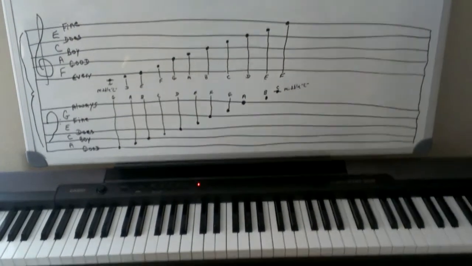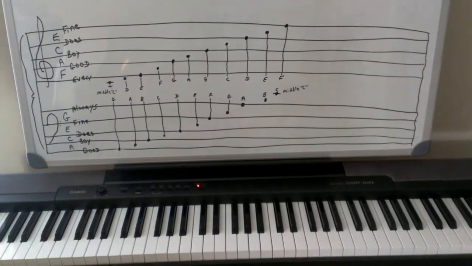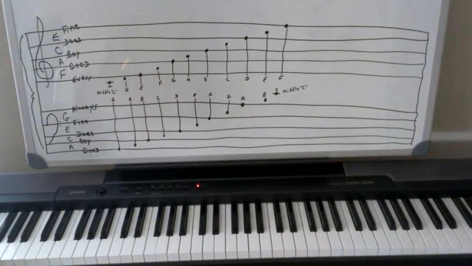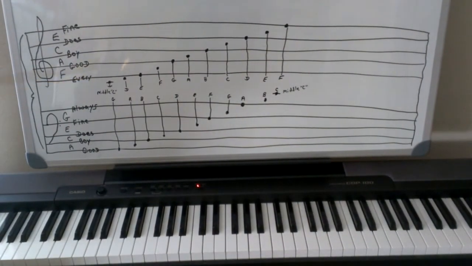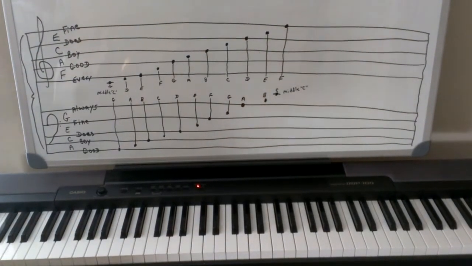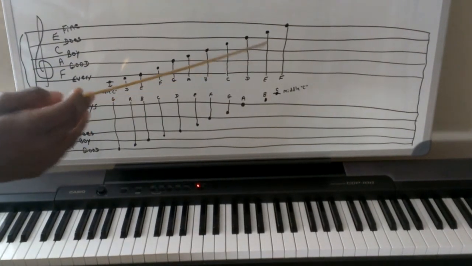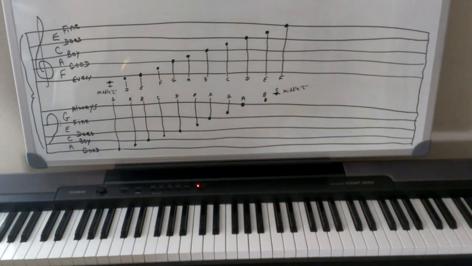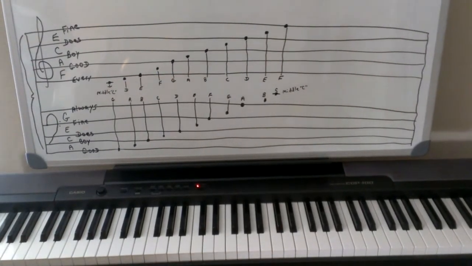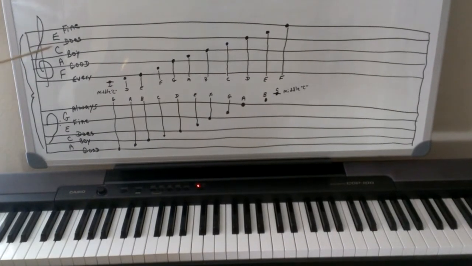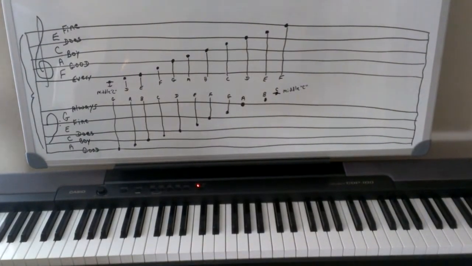Okay, in this lesson we're going to talk about how the lines and spaces on the grand staff relate to the piano itself. If you see a note on this space, where's that on the piano? If you see a note on this line, where's that on the piano? We're going to start off on the treble clef.